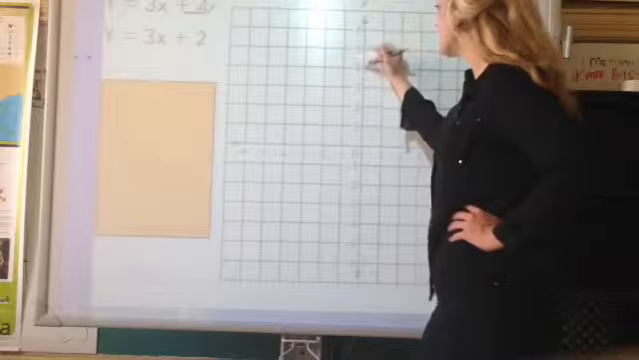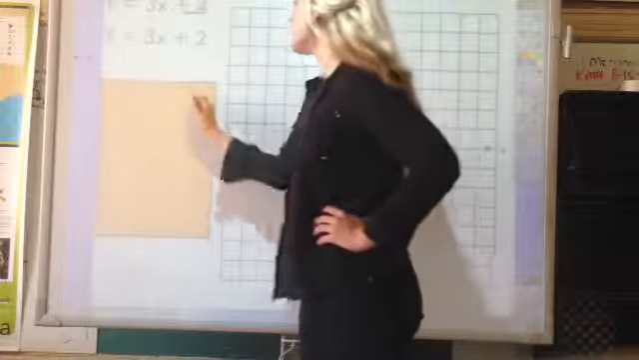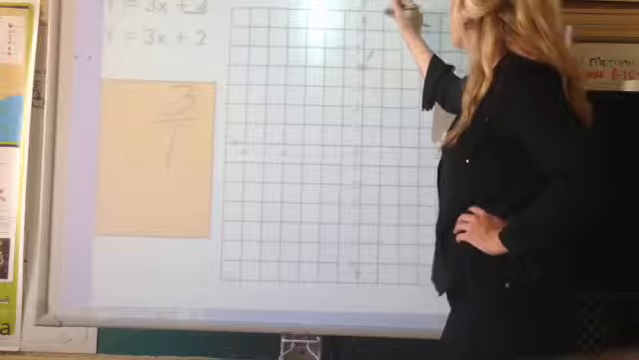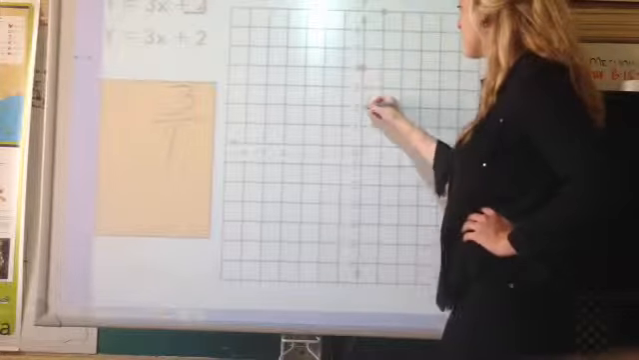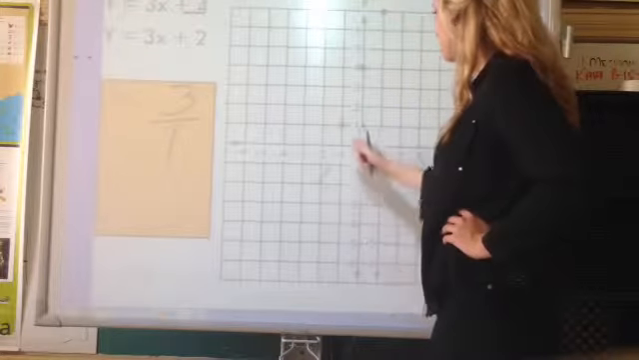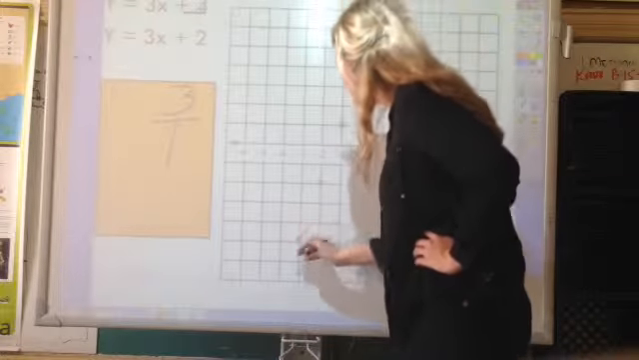I know that 4 is my y-intercept, so that's where I'm going to start. I have a slope of 3, which is the same as 3 over 1. So I'm going to go ahead and rise 3 and go right 1. And then I'm running out of graph, so I'm going to extend on this side, where I go down 3 and over 1. And down 3 and over 1. I'll go ahead and draw my line.